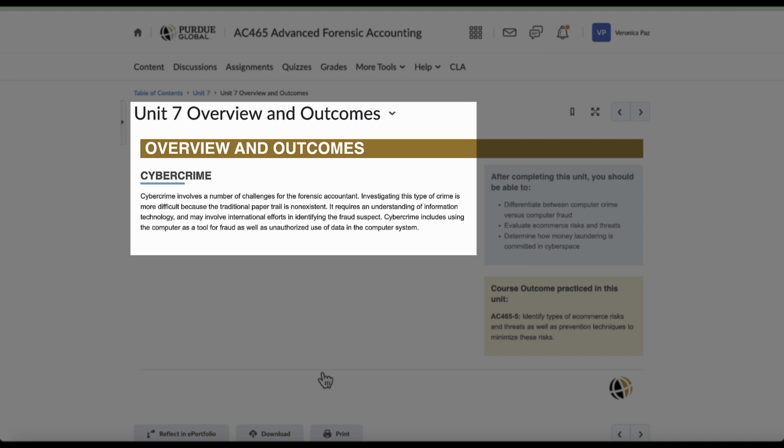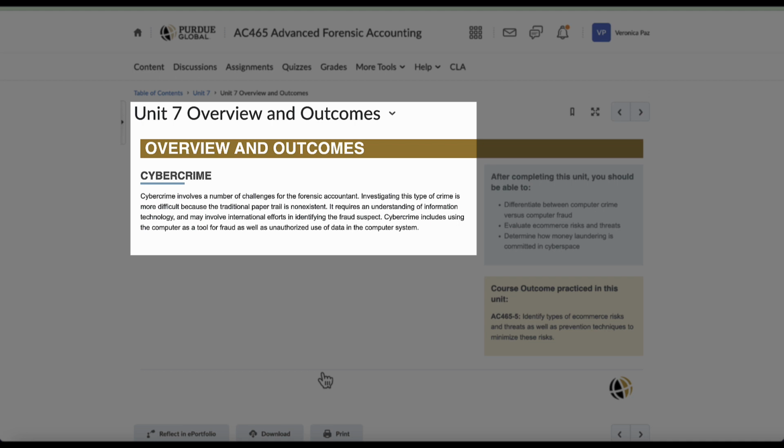So cybercrime involves a number of challenges for the forensic accountant. Investigating this type of crime is more difficult because the traditional paper trail is non-existent. It requires an understanding of information technology, and it may involve international efforts in identifying the fraud suspect.